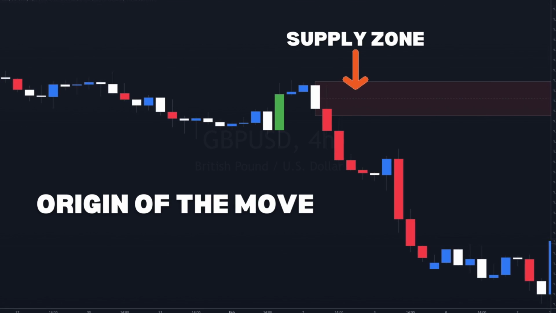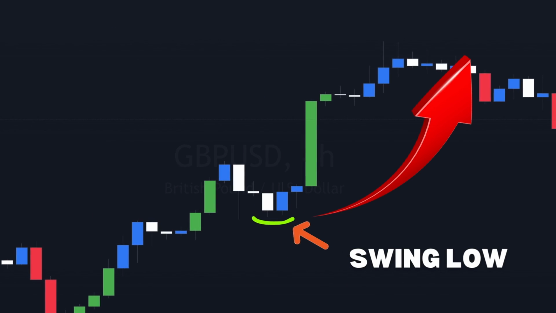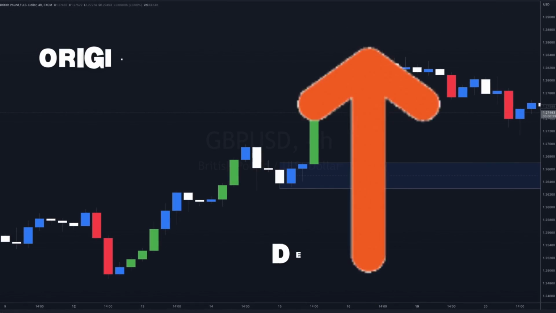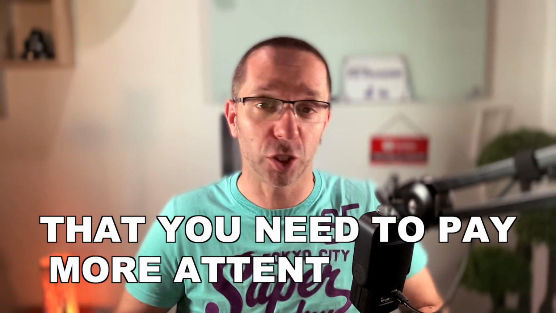That is where you're going to find your area of supply, and that is called the origin of the move. Now, for an area of demand, we're going to see the market coming from a swing low, creating a move to the upside. That is going to create your area of demand. These are the zones of supply and demand that you need to pay more attention to.